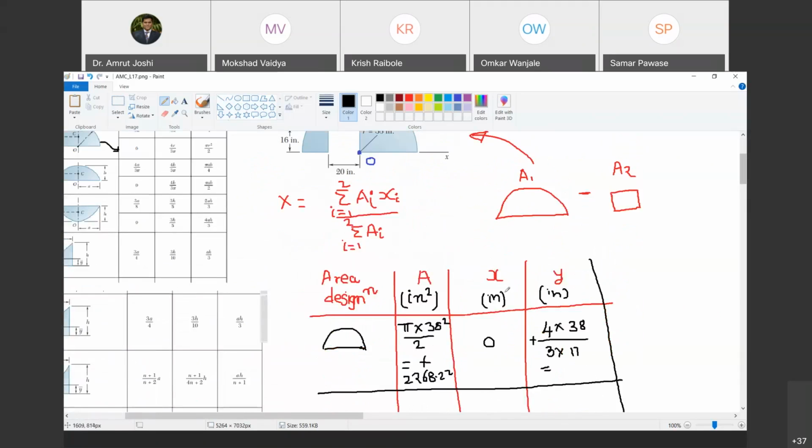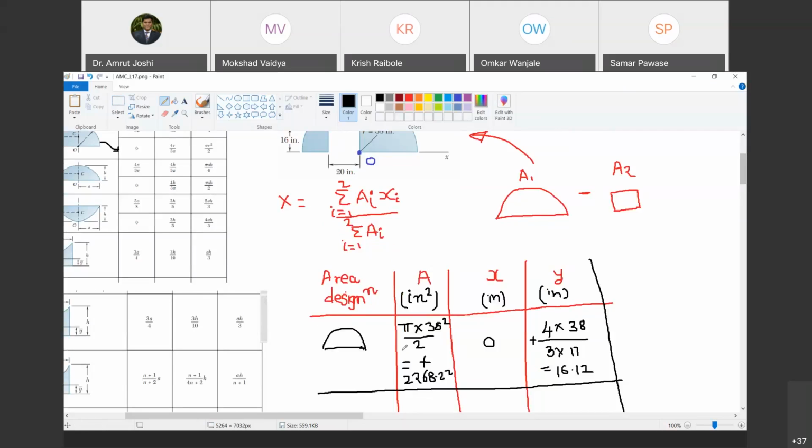So there is a sign convention for x and y as well. If the centroid of that area lies on the positive x side, we are going to call it positive, otherwise negative. Are you with me? Yes, sir. Okay, so now tell me how much is this value? 4 into 38 upon 3 pi. How much? 16.12, and that is in inches. Happy? Yes, sir. So this is the first area.